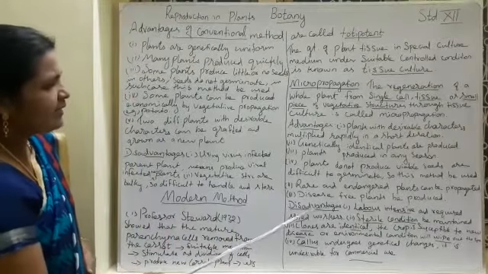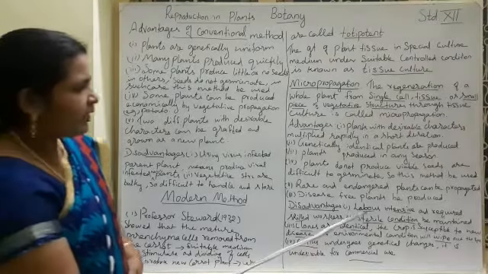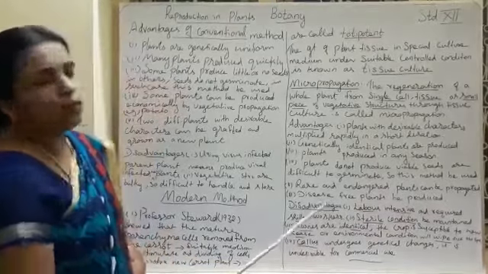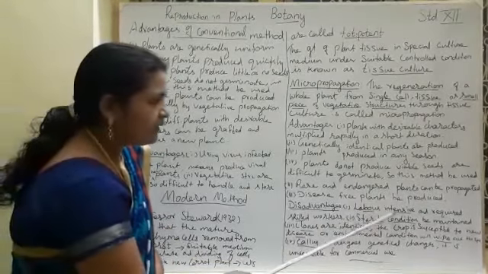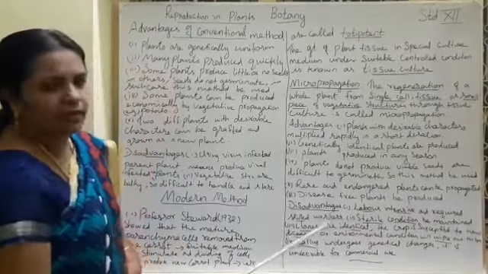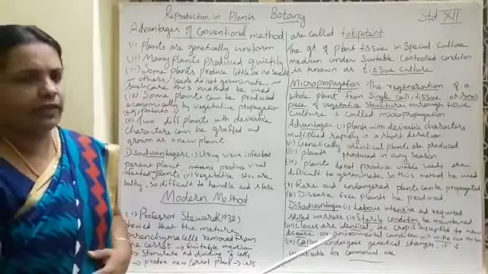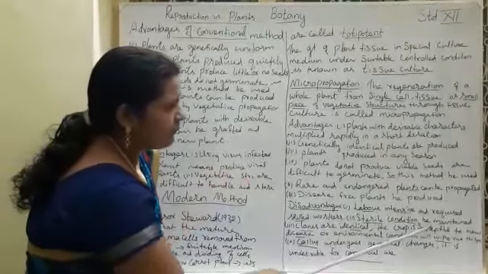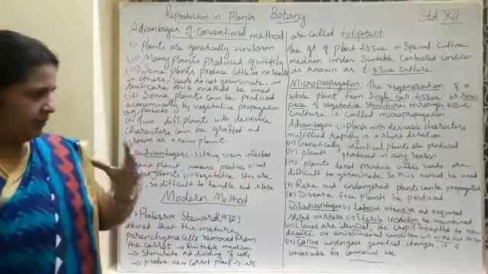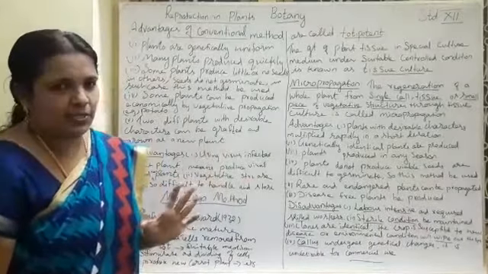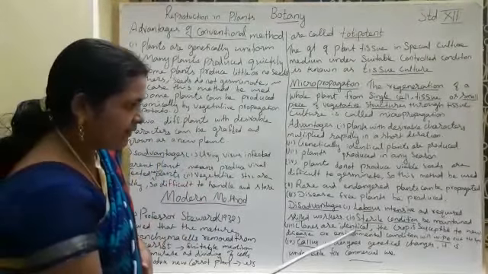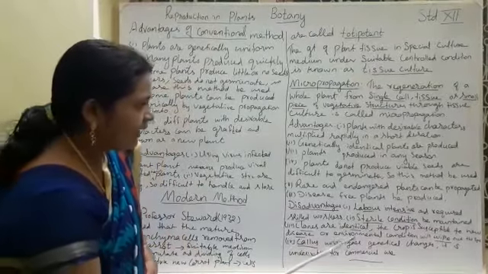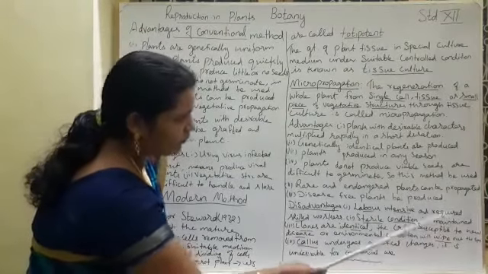Next one, disadvantages. What are the disadvantages? It is labor intensive and requires skilled workers. For this technique we want skilled workers, and only then can they produce this type of new plants. Then sterile conditions must be maintained. For this culture the lab must be very sterile. Then clones are identical, so the crop is susceptible to new disease or environmental conditions that will wipe out the species.